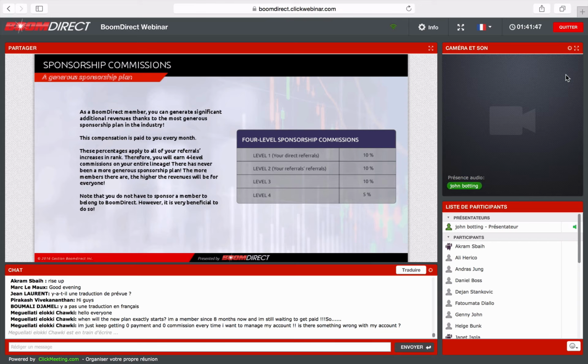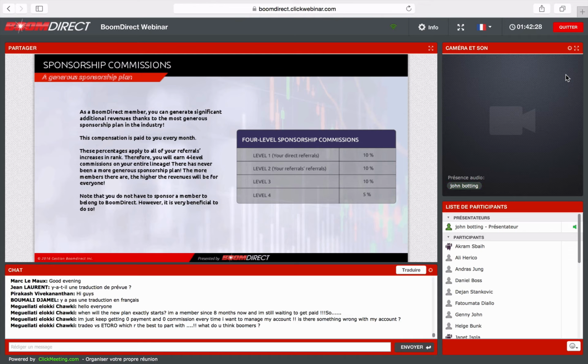Basically what that means is anybody who you refer into Boom Direct, when they join and make a deposit into Boom Direct, you will earn 10% of whatever they deposited. So if they come in as a gold member, it is $250 to join Boom Direct as a gold member. You will receive $25 immediately as the referral, as they are your referral. But it gets even more exciting than this, because you get paid 10% on anybody that they bring in, 10% on anybody that that person brings in, and 5% on anybody that that person brings in.